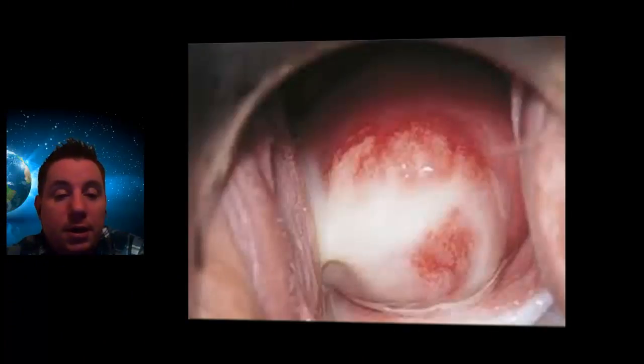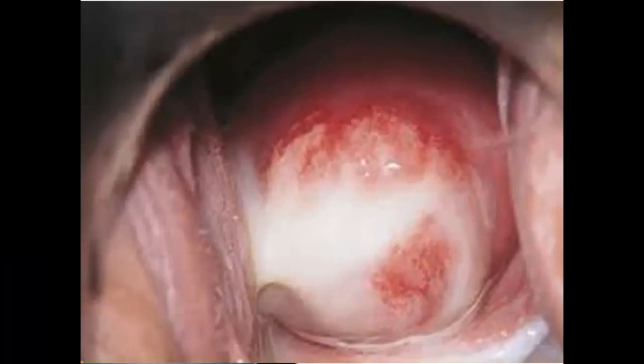This is what the inside of a vagina looks like. This is the vaginal vault. In the back of the picture here, you have the cervix. Normally, you would see a darkened area in the center. You don't see that because it's covered by the discharge, the whitish purulent discharge right there.